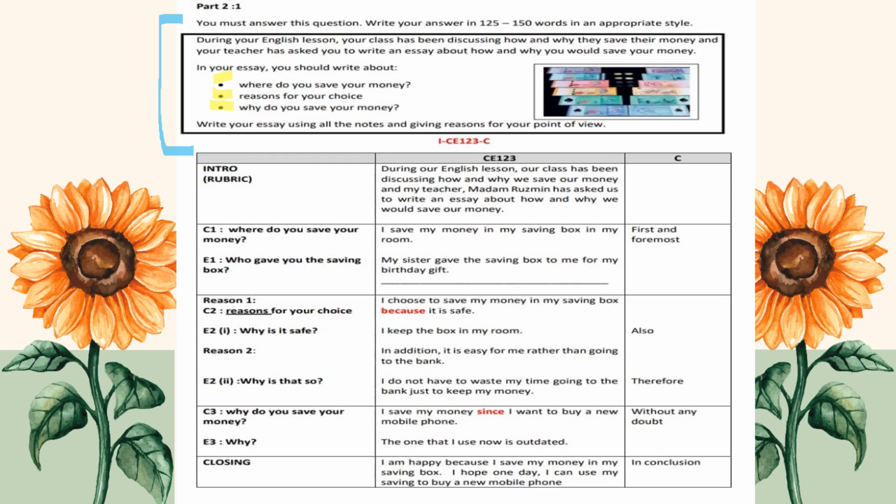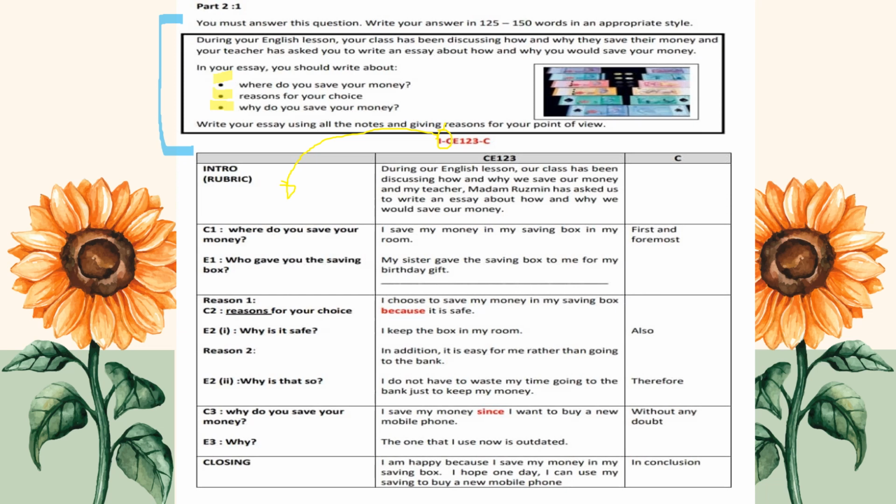So after identifying the tasks that they have to fulfill in the question, they are going to fill in the tables provided to them. Of course, during the exam, the tables are not going to be given, but this is for writing practice in class. So we ask them to use the first I. Remember the first I just now. The first I is referring to introduction. So we put here introduction, and you will notice I highlight here.